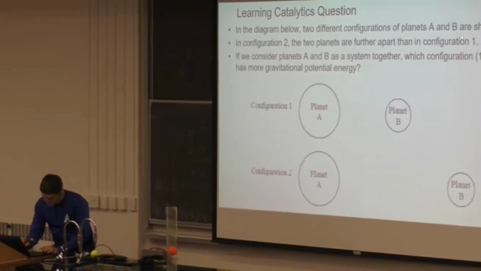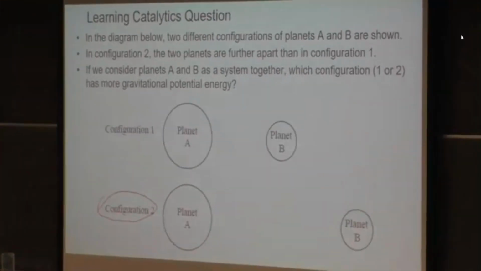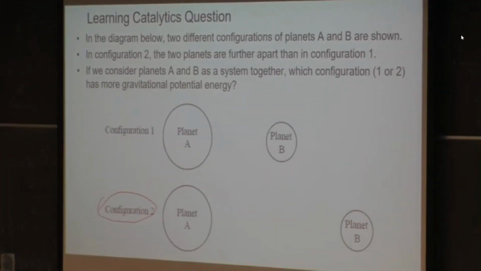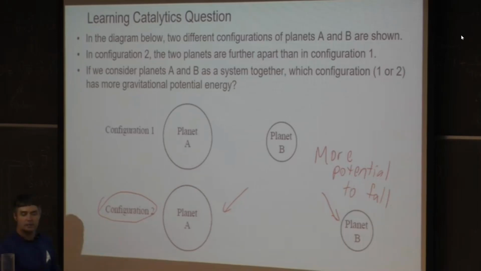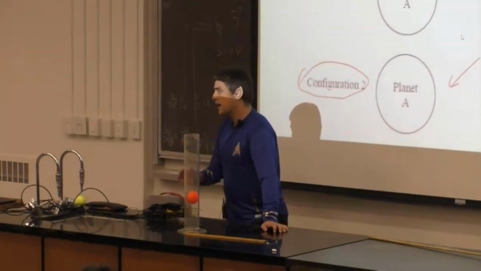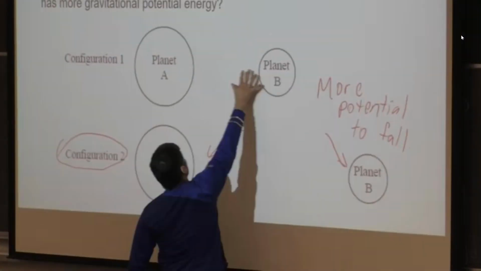Yeah, so indeed, the idea here is it's configuration 2. And actually, the way that I look at this is that these guys, or maybe planet B or something, has more potential to fall. Can you picture that? What is potential energy, after all? It is the potential to move. A coiled up spring contains potential energy. It means if I pull this stick, then something's going to move, meaning the ball's going to move. Okay? And similarly, this planet is going to fall towards planet A.